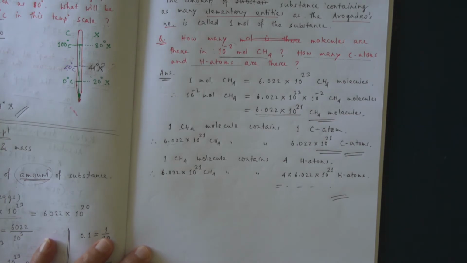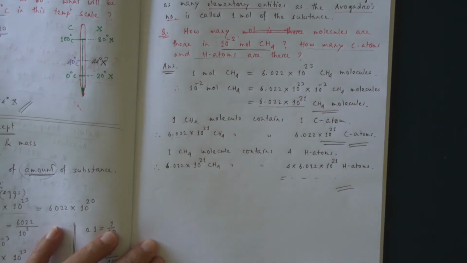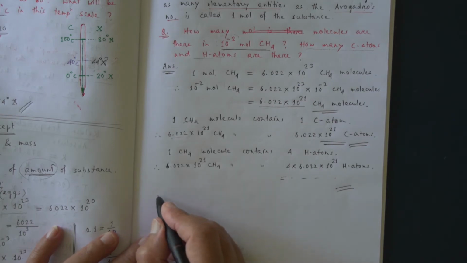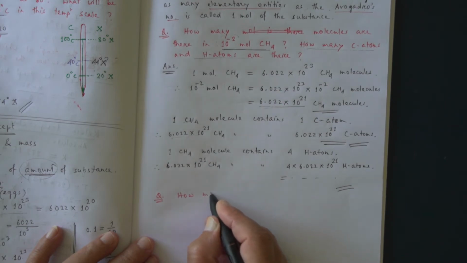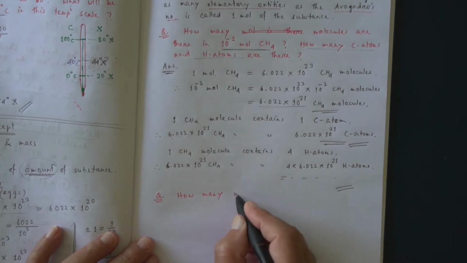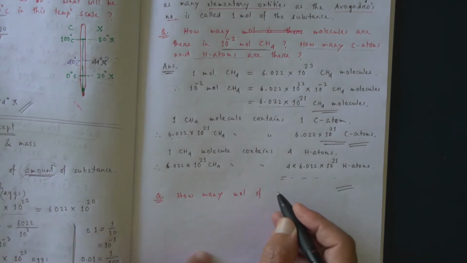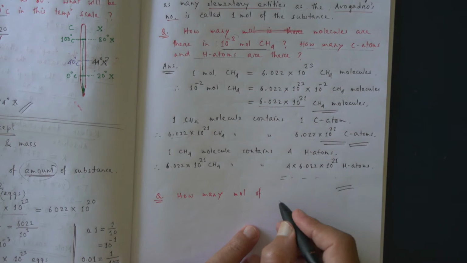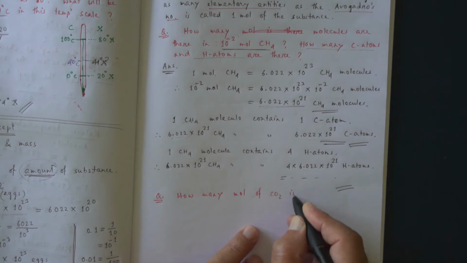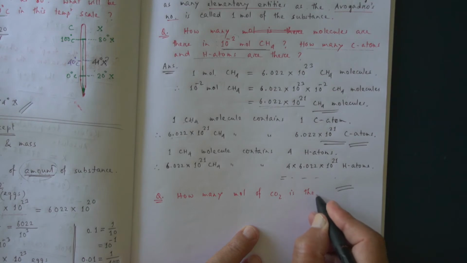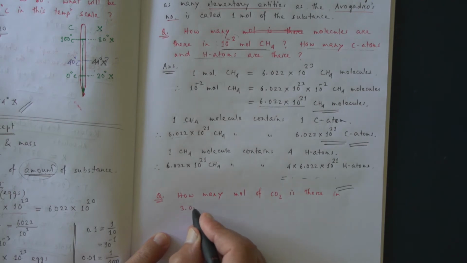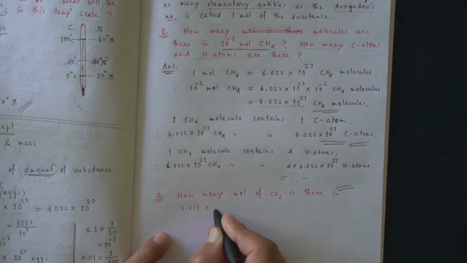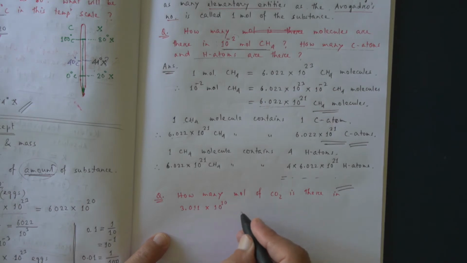Now, if they ask you another one, say: how many mole of carbon dioxide is there in 3.011 into 10 to the power 10 carbon dioxide molecules?